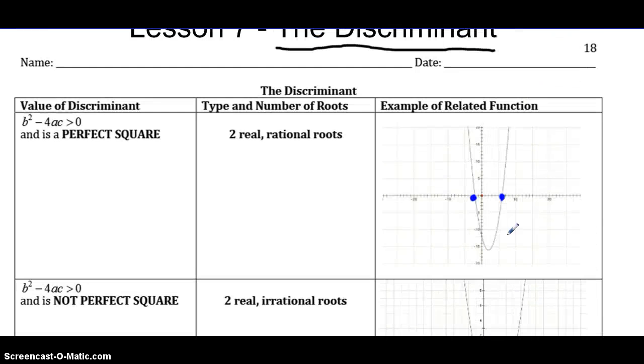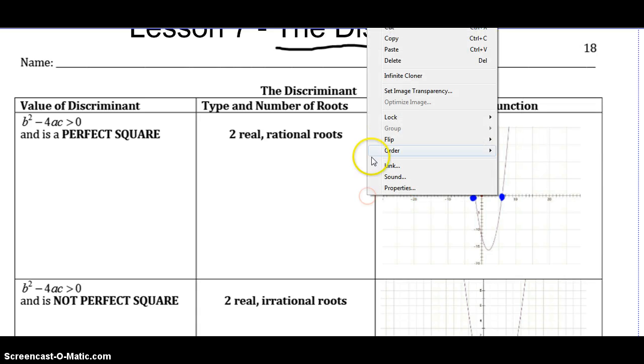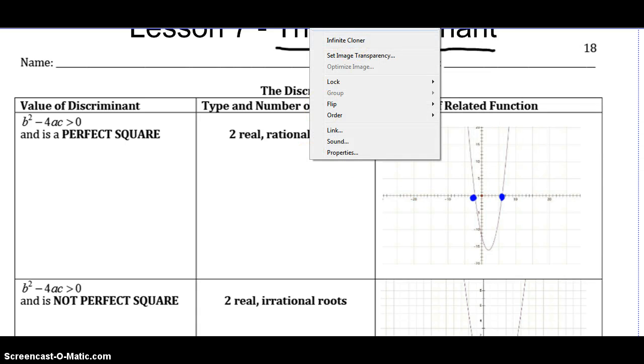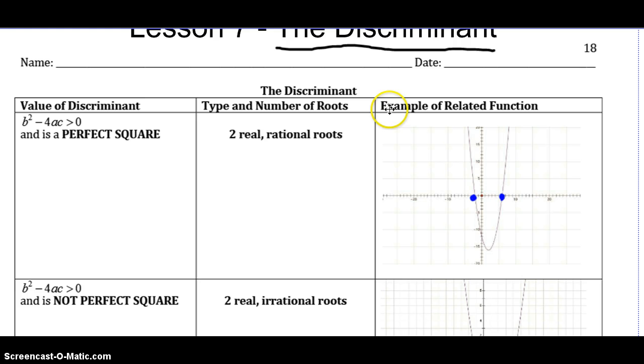Now, there's a formula that helps us figure out how many roots it does have, and we don't have to graph it or do anything fancy. All we have to do is use this formula, and it's b squared minus 4ac. All right, that's the formula, b squared minus 4ac. And there's four different outcomes you could have when you do this. The first one is that b squared minus 4ac, which, by the way, just comes from the quadratic formula. That's everything underneath the square root.